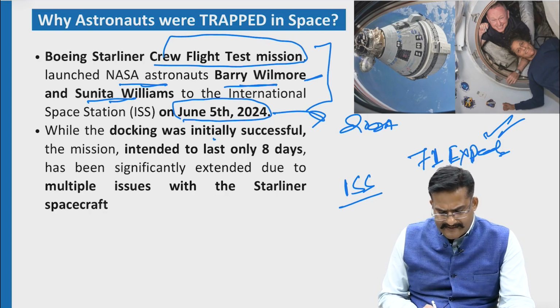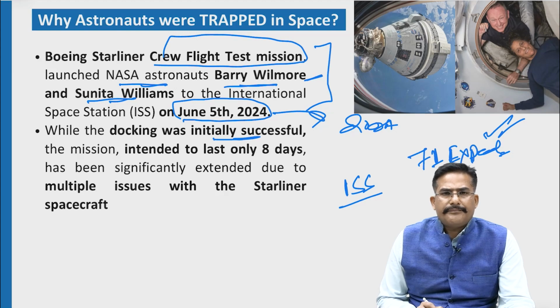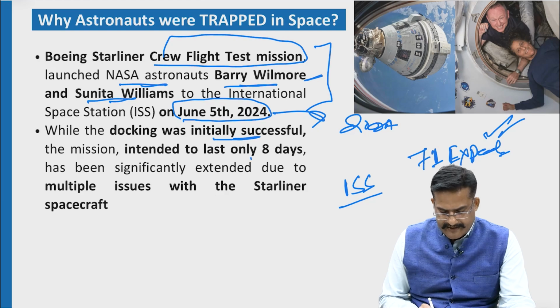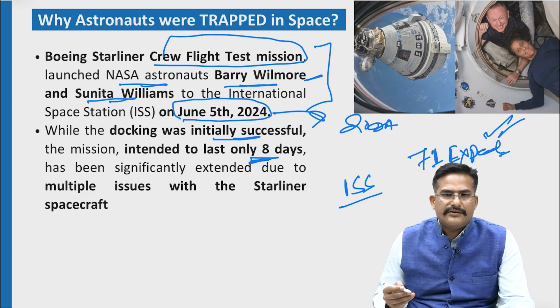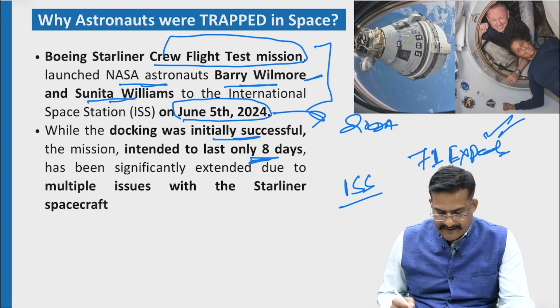The docking was quite successful, right? And the intended days of the mission were only 8 days. But what happened, due to technical issues and other malfunctions, they were stranded for more than 9 months, and yesterday they returned back to the Earth, right? That's why it's very important to understand what went wrong and what is the current status.